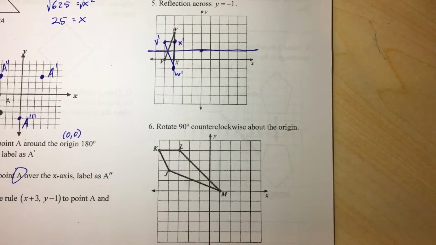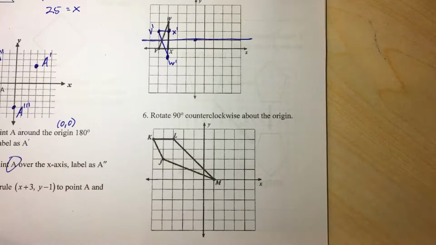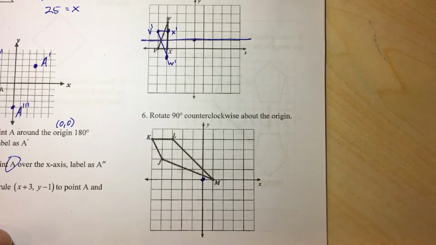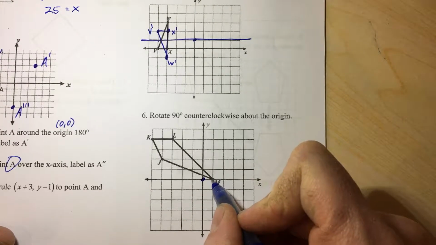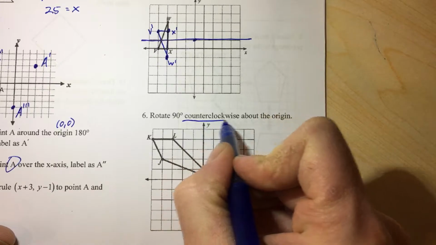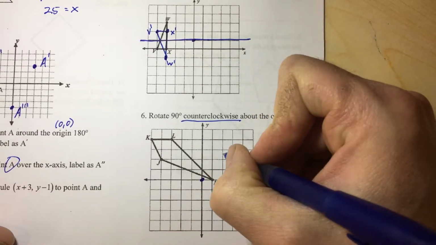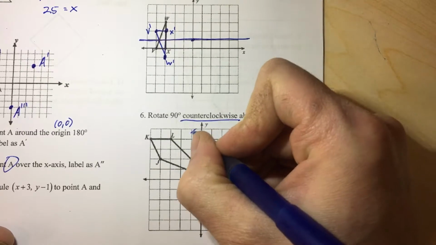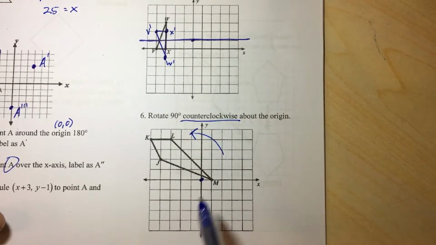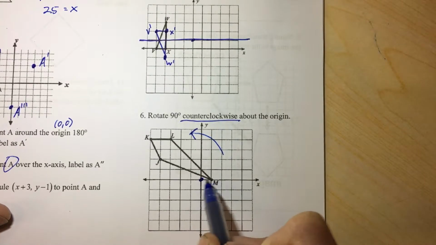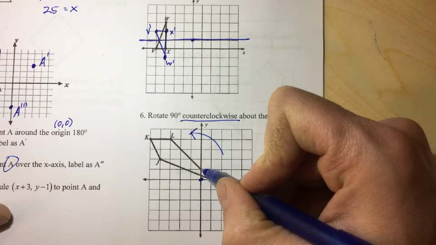So we have rotate 90 degrees counterclockwise about the origin. Okay, so here's our origin, right? And we're going 90 degrees. So if it's 90 degrees counterclockwise, that means we're going to go in this direction, counterclockwise. And if it's one space away from the origin here, and we want to go 90 degrees the other way, then it should be one space away from the origin here.